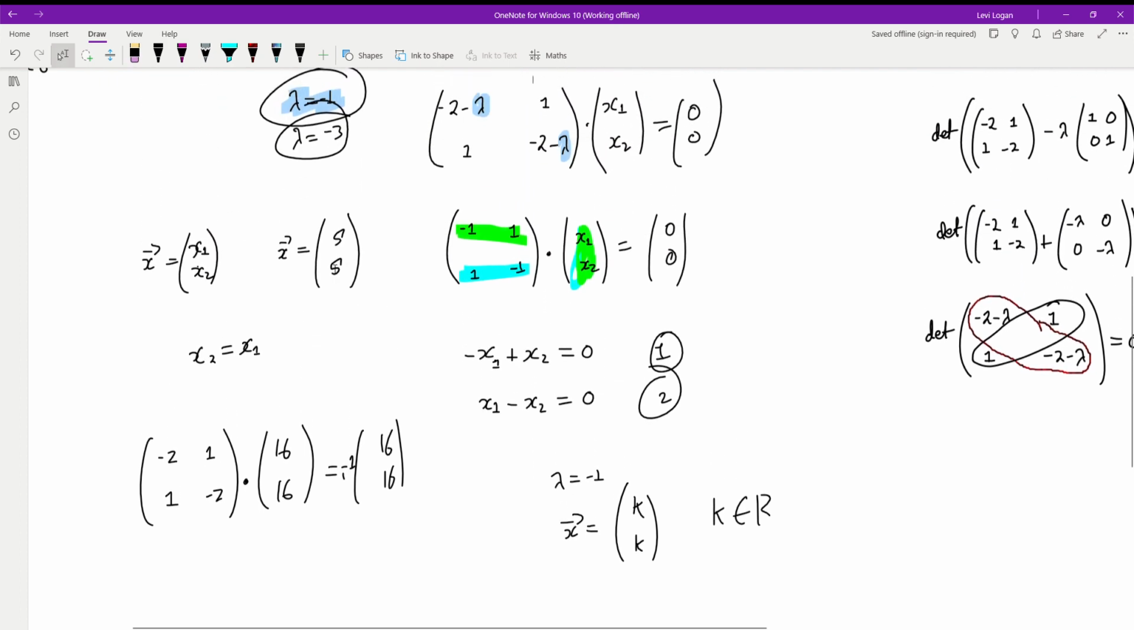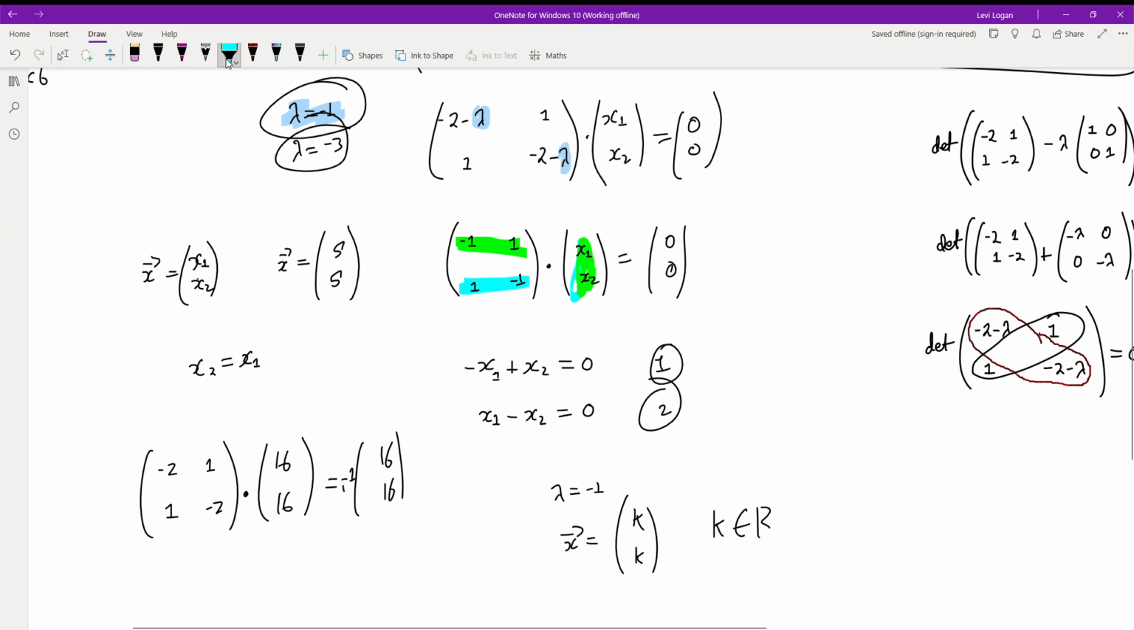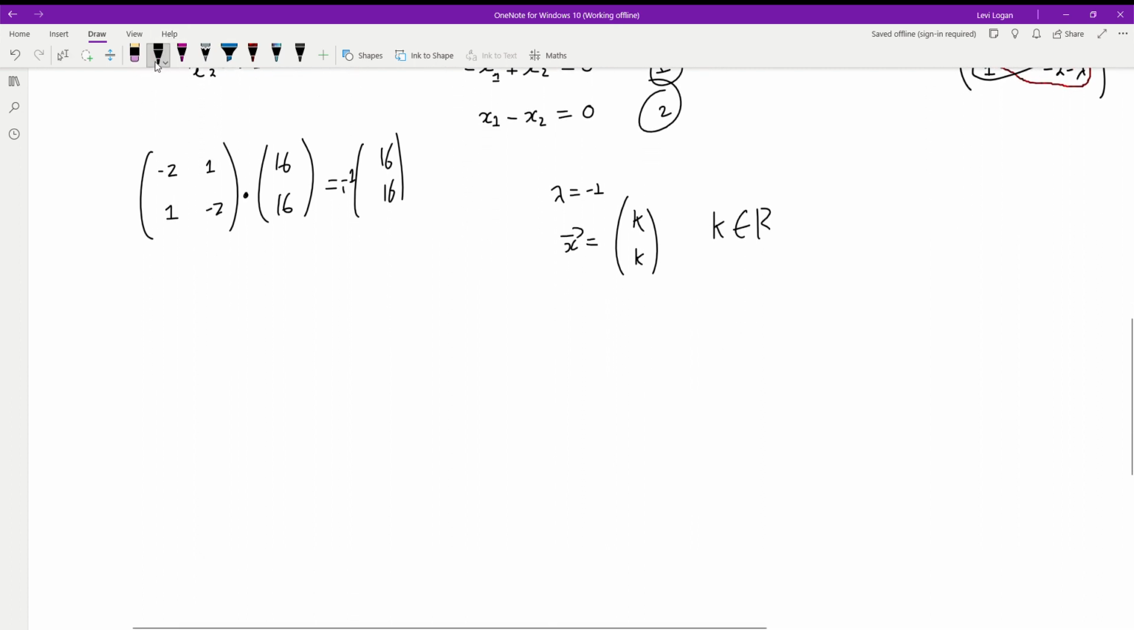What about your second one? When lambda is equal to -3, because there are two eigenvalues, remember? So now let's replace that here. What are we left with? Let's rewrite this. We're going to have the matrix -2 minus -3, 1, 1, -2 minus -3. Multiply this by your vector x1, x2, which is equal to the 0 vector, okay?